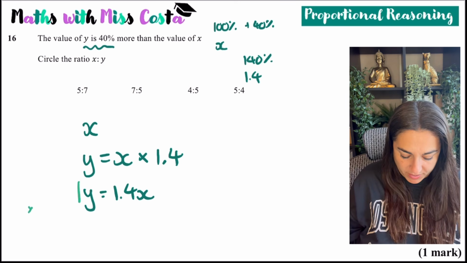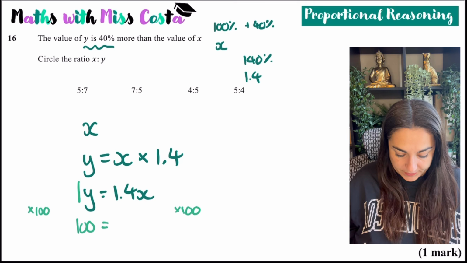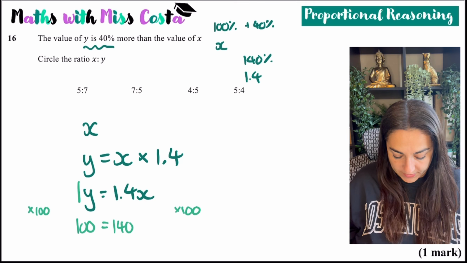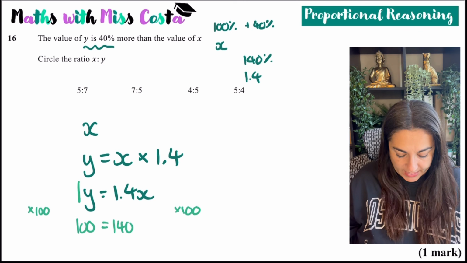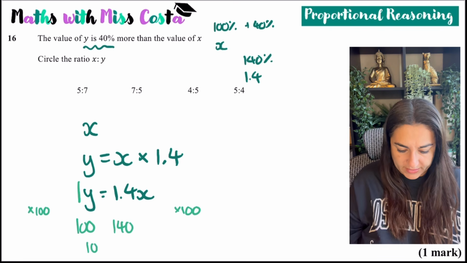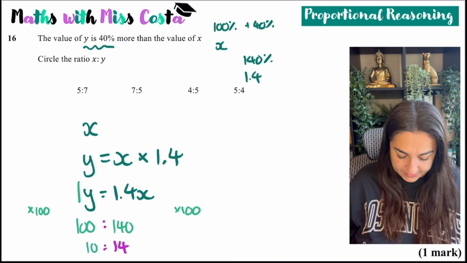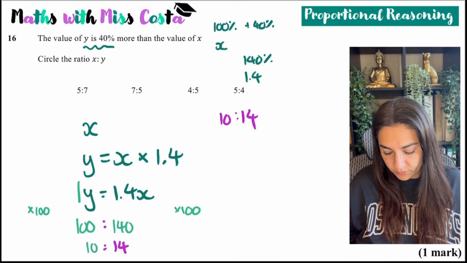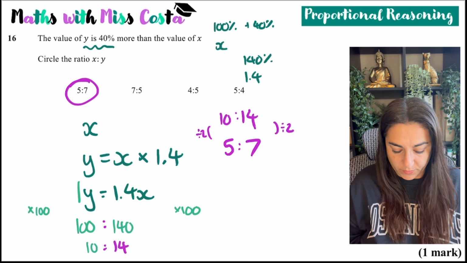So if I multiplied by 100 to just make my numbers nice and easy, I know that 100 is equal to 140. So it would be in that ratio. And then I could divide by 10. So it would be 100 to 140, 10 to 14. The ratio, if I divide by 2, would be 5 to 7. So it would be the first ratio.